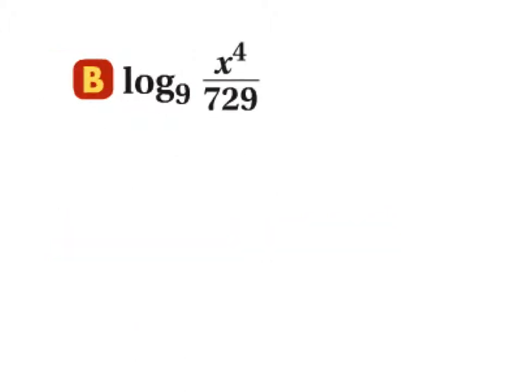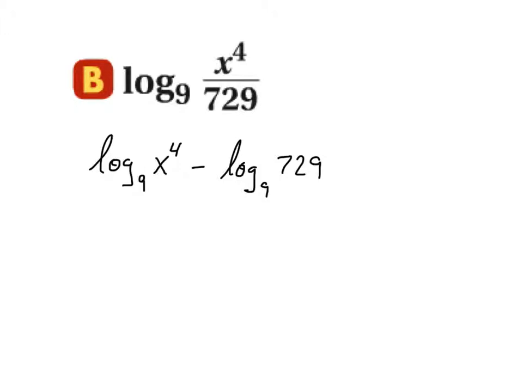So looking at this problem, first thing we see is the quotient, the division. So breaking that apart, we use subtraction. Please remember that subtraction kind of looks like the fraction bar, so that's how you keep it straight. So we have log base 9 of x to the 4th power minus log base 9 of 729.